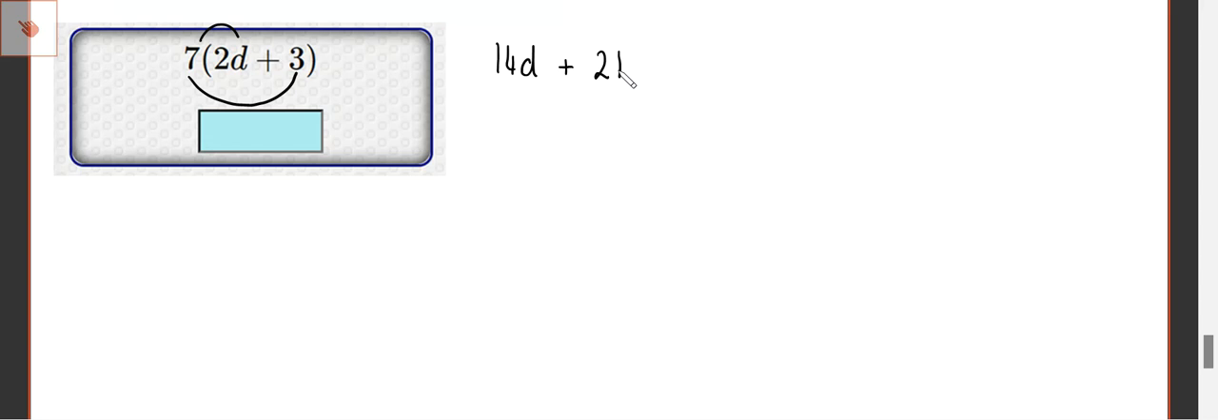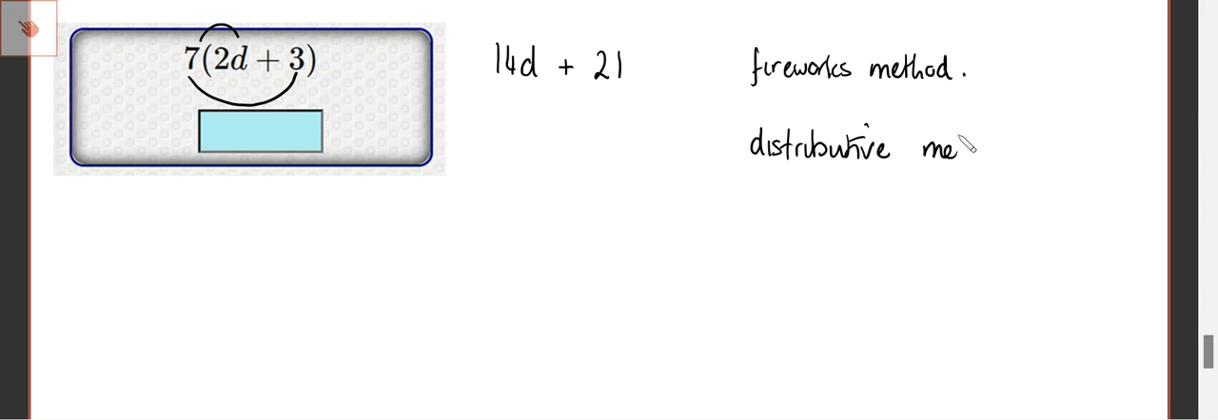Some people would call this the fireworks method. I don't, but some people do. What this is actually called is distributing brackets, because you are distributing the 4 over the other 2 things.